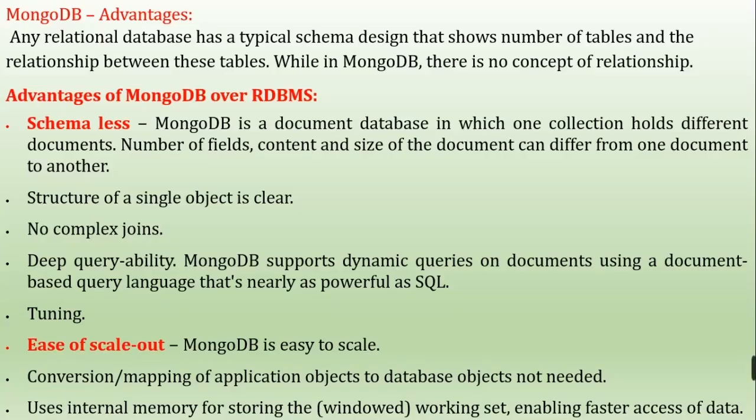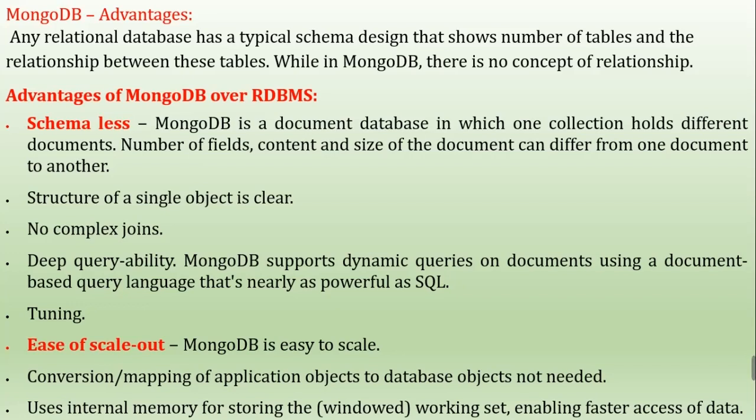MongoDB advantages. A relational database has a typical schema design that shows a number of tables and the relationships between these tables, while in MongoDB there is no concept of relationships. Very good feature, right? Advantage of MongoDB over RDBMS: schema-less. MongoDB is a document database in which one collection holds different documents. The number of fields, content, and size of the document can differ from one document to another. The structure of a single object is clear.